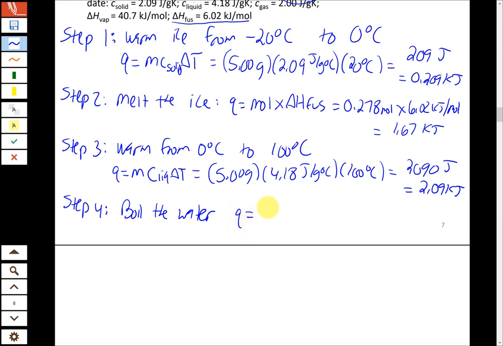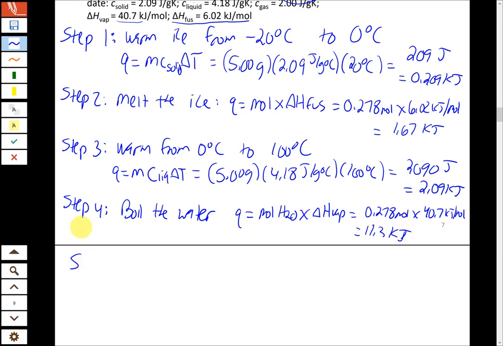So the heat associated with this is going to be the moles of water times the enthalpy of vaporization this time, since we're doing boiling. So we calculated before that there's 0.278 moles. And then we have to make sure we use the correct phase change enthalpy, which is vaporization this time, 40.7. So 40.7 kilojoules per mole multiplied by 0.278 is 11.3 kilojoules. That's the amount of heat associated with boiling.